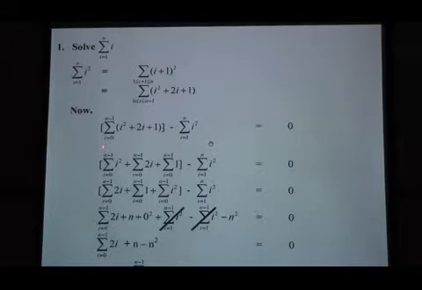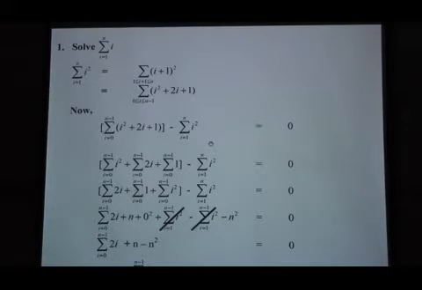Look at the indexes. 0 to n minus 1. Notice that this is 0 to n minus 1. I changed the notation a little bit, but it's still the same index. So the summation of 3 terms is the sum of 3 summations. So it's going to be sum plus sum plus sum minus sum equals 0.